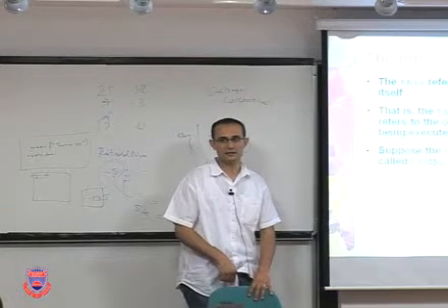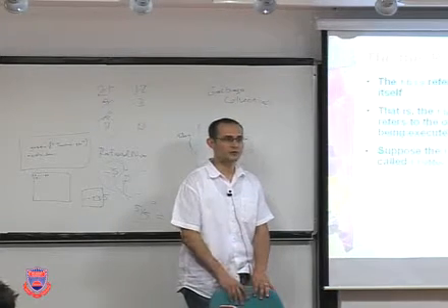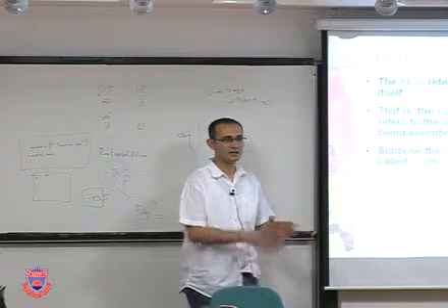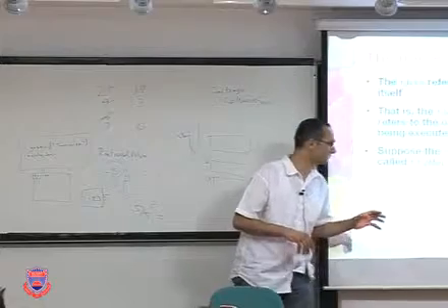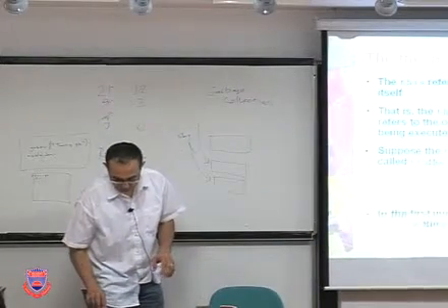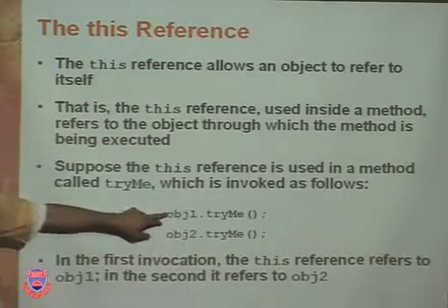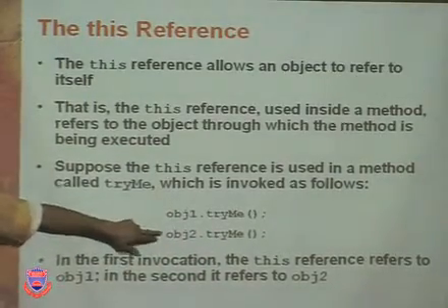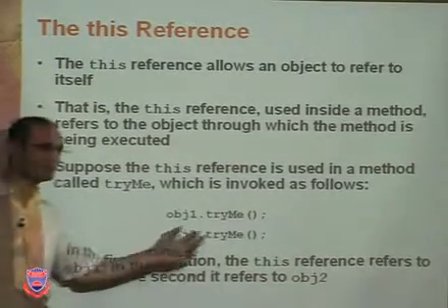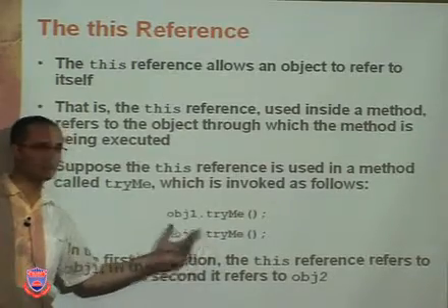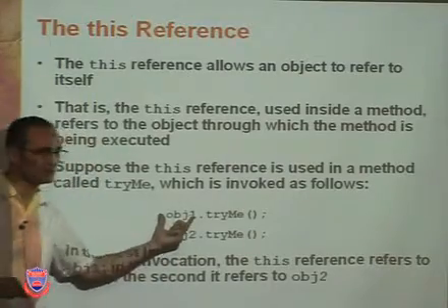Constructors. What do we use it for? If we want to distinguish the instance variables from the arguments that are passed to the constructor, we use this in order to distinguish that, right? I will show that shortly. In the first invocation, the this reference refers to object 1, whereas in the second one it refers to object 2. If you have this method call, and then there's a reference within the tryMe method as this, in that case that means object 2. In this case that means object 1.